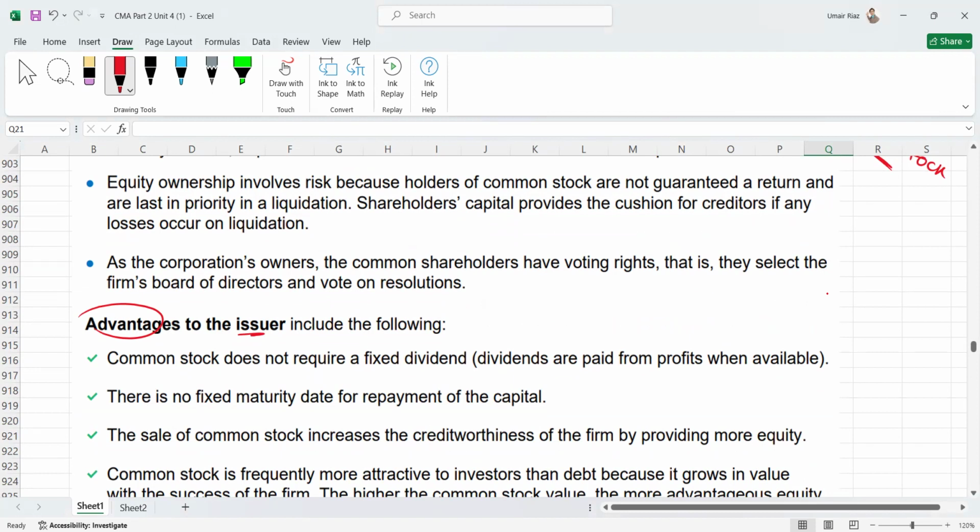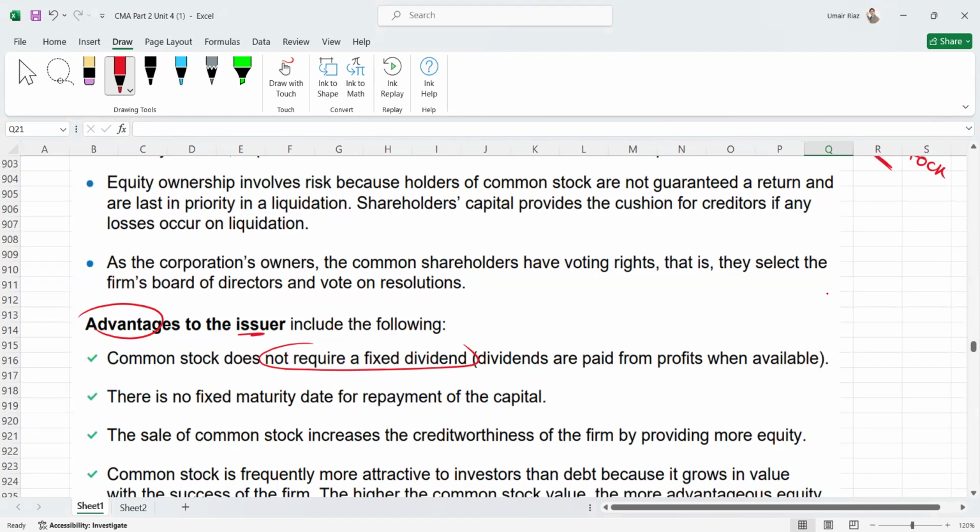The first advantage is that common stock does not require a fixed dividend. As I told you, the amount of dividend is not a legal commitment like interest. It's totally the choice of the directors, whatever amount they want to pay. They can pay a higher dividend or even less dividend. That is why common stock doesn't require a fixed dividend. This is the first advantage to the company.